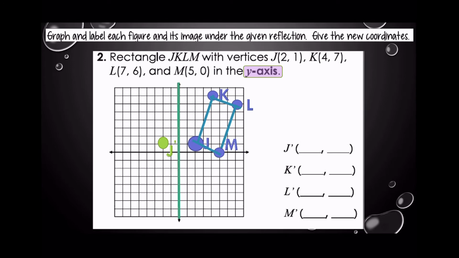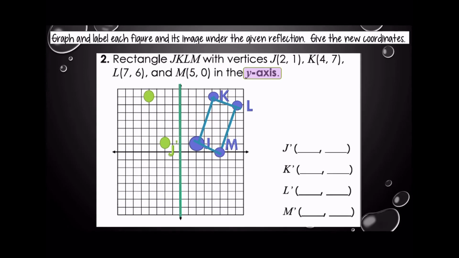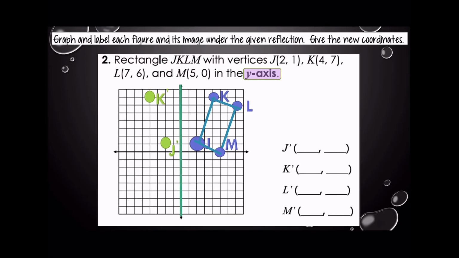Then I'm going to go with K. K is 4 spaces to the right. So I'm going to make it 4 spaces to the left. Now I'm writing K prime because the prime is my image.